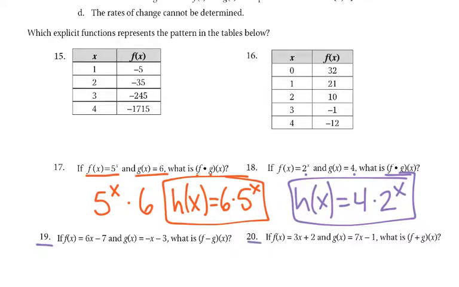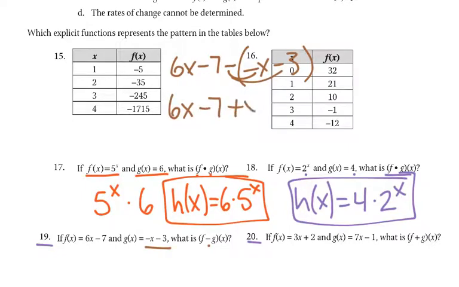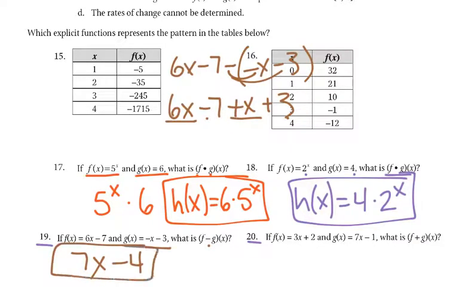Okay, on 19, we're subtracting f of x. So I go 6x minus 7 minus the whole function negative x minus 3. So that negative applies to both, so I actually have 6x minus 7 plus x plus 3. Combine like terms, 6x and 1x gives us 7x. Negative 7 and 3 gives us a minus 4. And there's my new function.